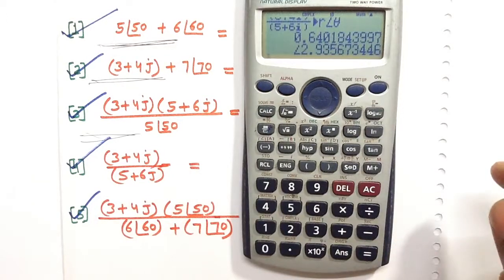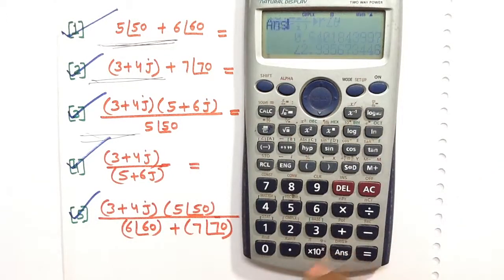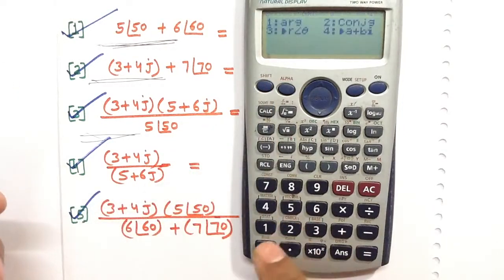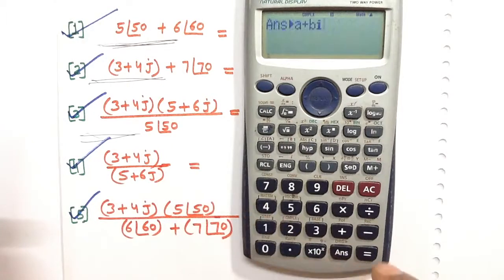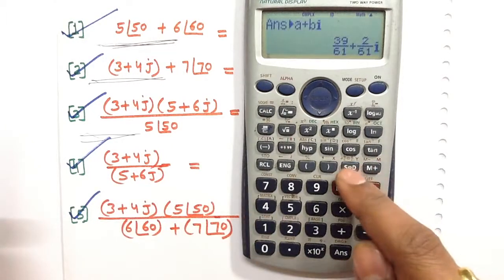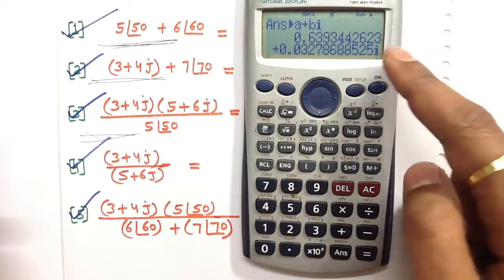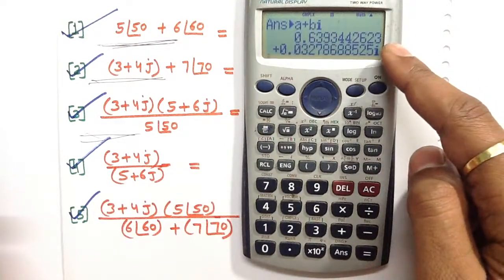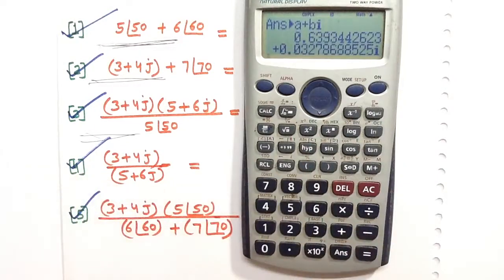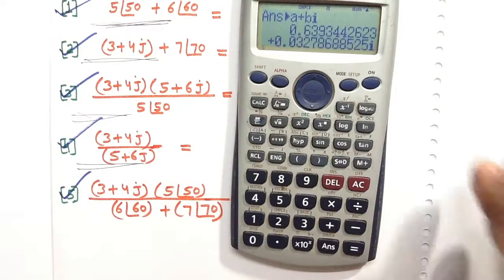If you want to convert the answer into the rectangular form, press Ans, then Shift, then 2, then 4, then equals. Then press S-D to get the value in decimal form. So this is the answer in the rectangular form of question number 4. So our question number 4 is complete. Now let us solve question number 5.